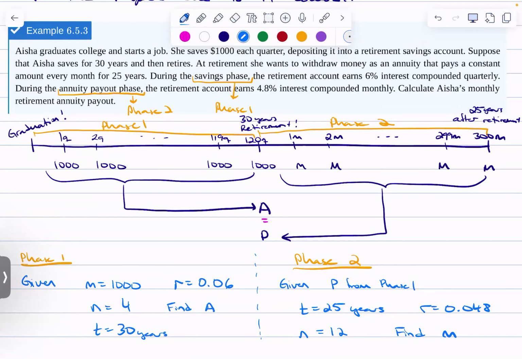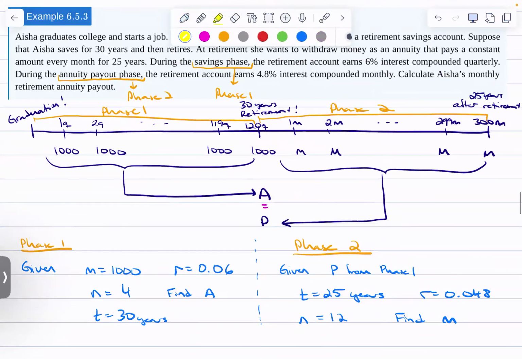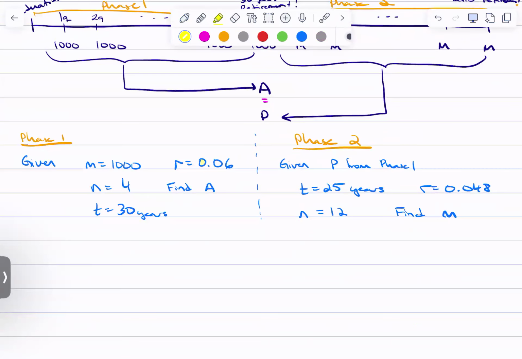Okay. So I am going to highlight the different rates, right? And the different Ns. I mean, everything is different. But I do want to highlight that they're different rates, especially. Okay.